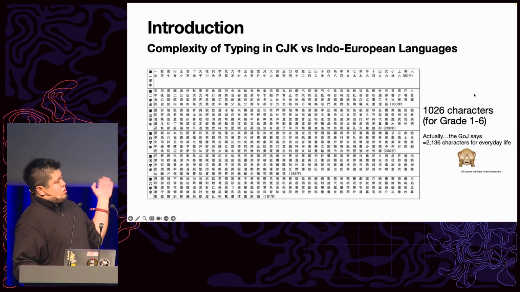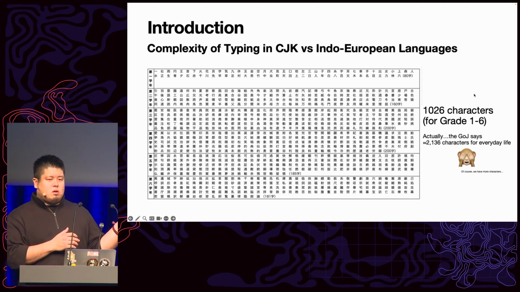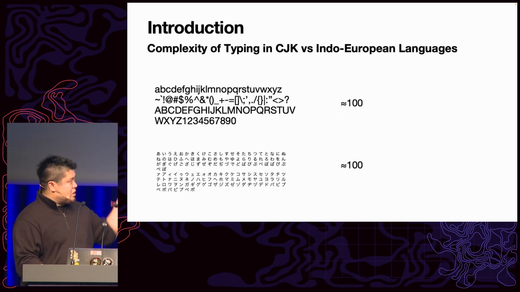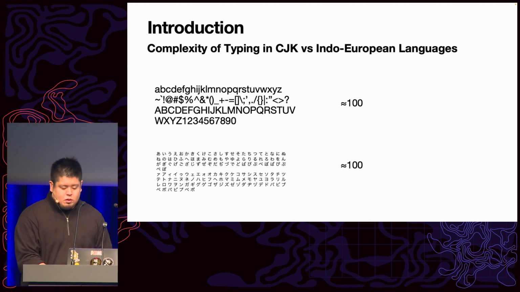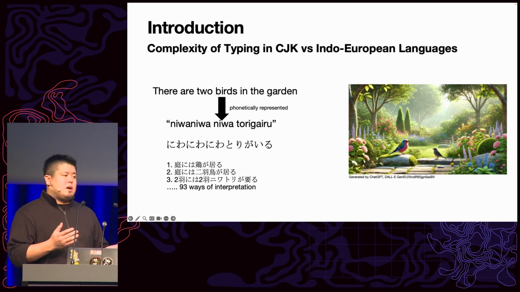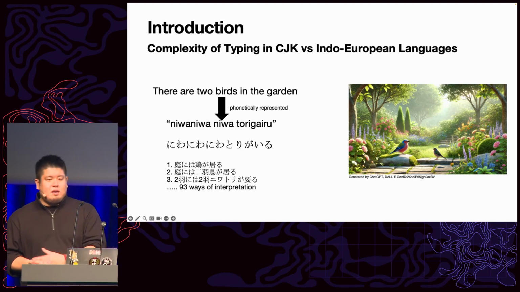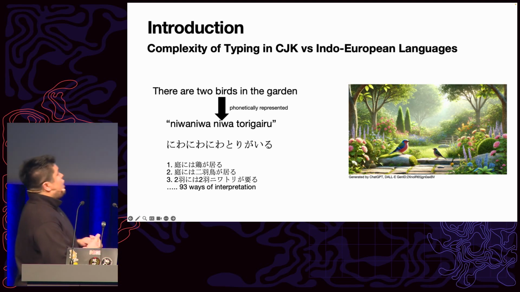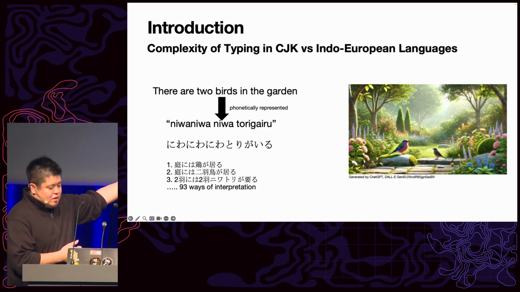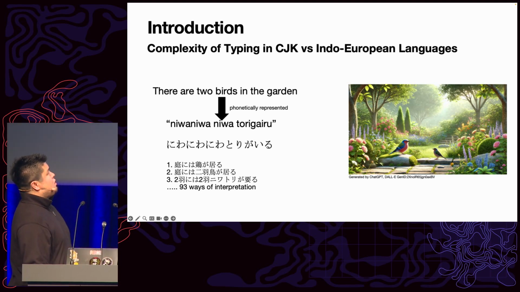But why are those characters needed? Can't we just represent those sounds using the first set of characters? Well, the problem here is that in Japanese we have a lot of homophones, words that sound the same but have different meanings. For example, the English sentence, "There are two birds in the garden." In Japanese, it will be "Niwa niwatori ga iru." There are two birds in the garden.